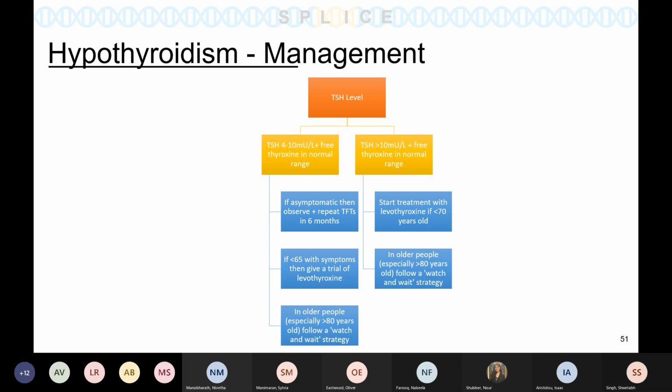So the way I like to think of it is, if you're really old, then do a watch and wait strategy because you don't want to mess up their system. But if your TSH is more than 10, just treat if they're young. If it's between 4 and 10, if they've got symptoms and they're young, then treat. If they don't have symptoms, then leave them be for a bit. Okay, next slide.